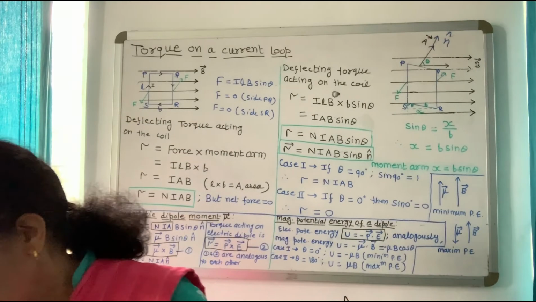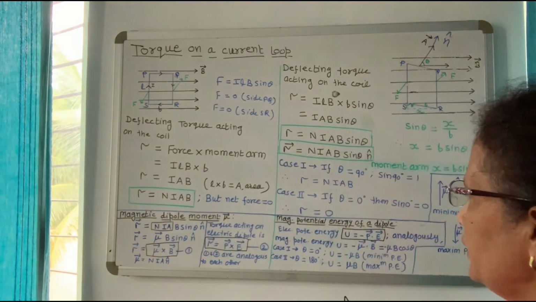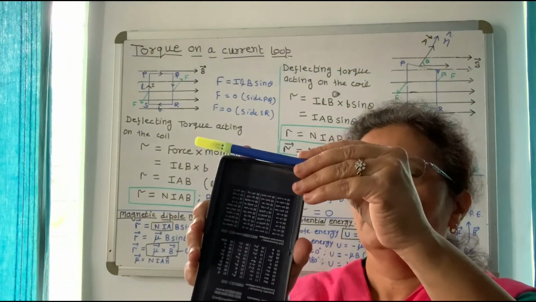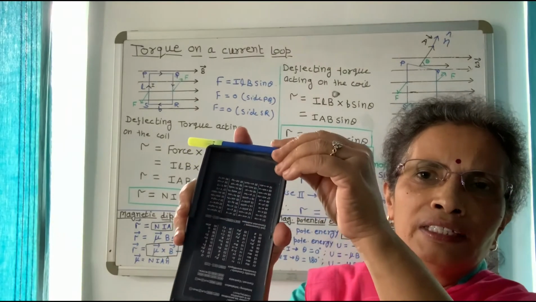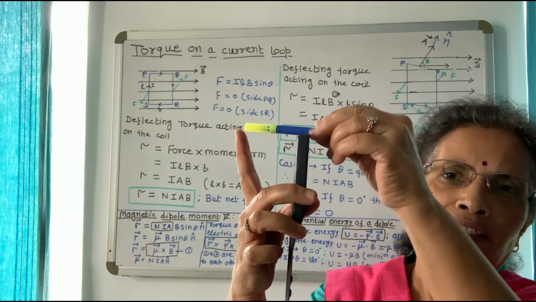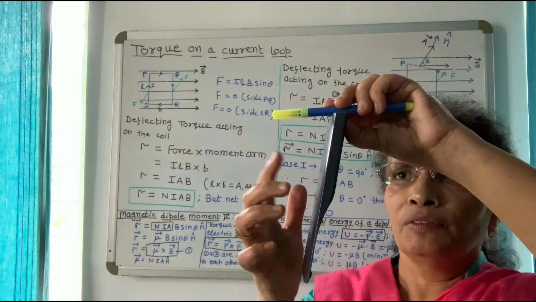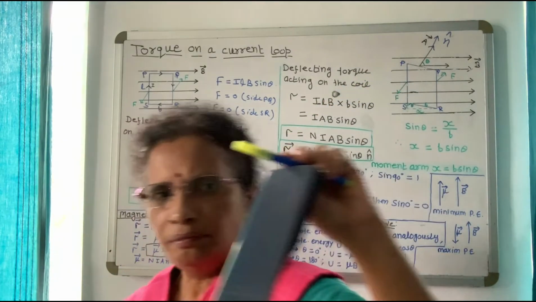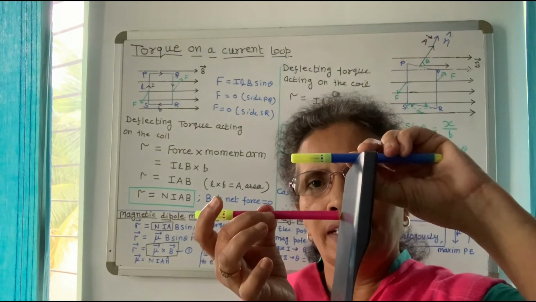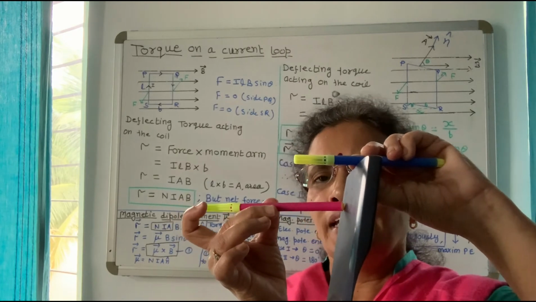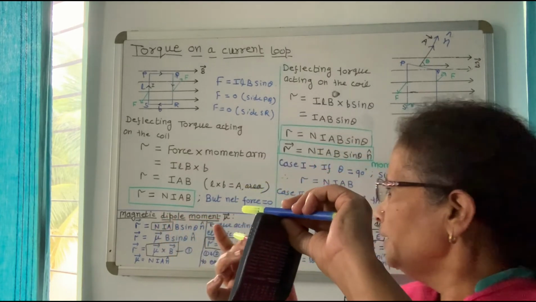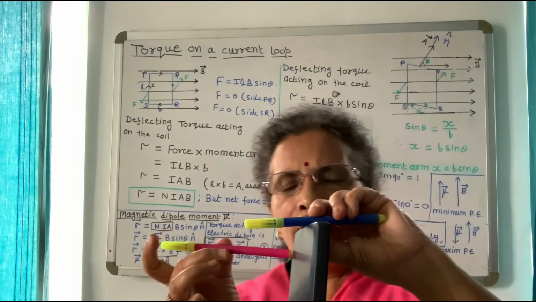Now let me explain once again for angles of 0, 90 and 180 degrees. See, this is the magnetic field acting in this direction, and this is the situation of the coil. If I keep the coil like this, the area vector of the coil is perpendicular to its area. This is the area vector. The angle between the area vector and the magnetic field is 0 degrees, so this is the original position of the coil.